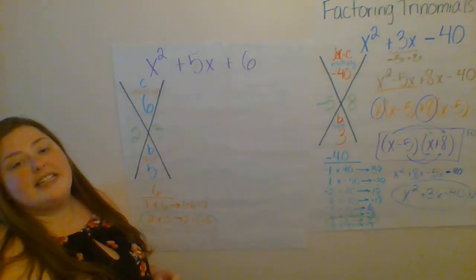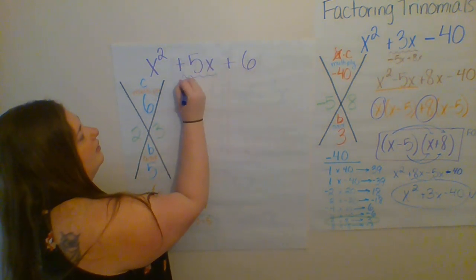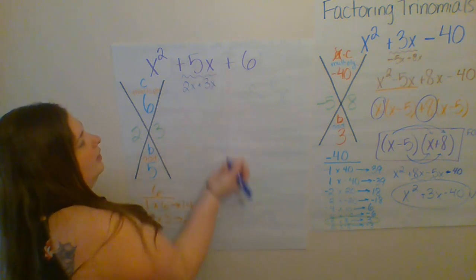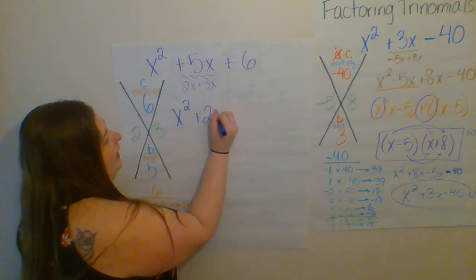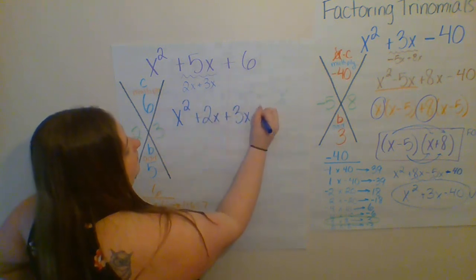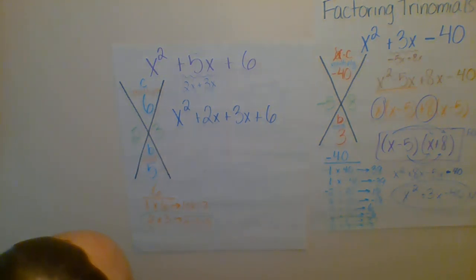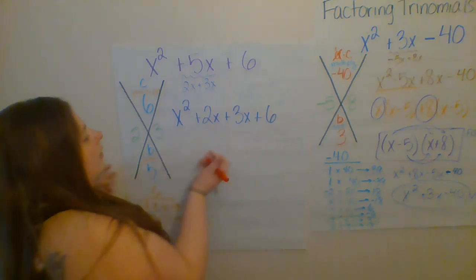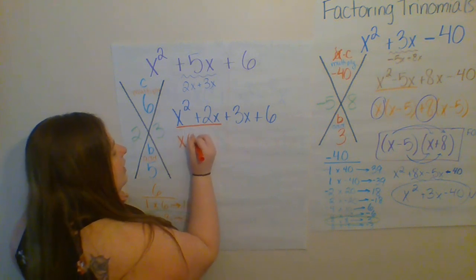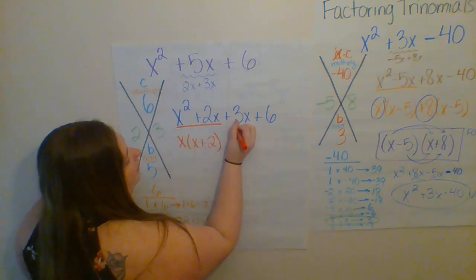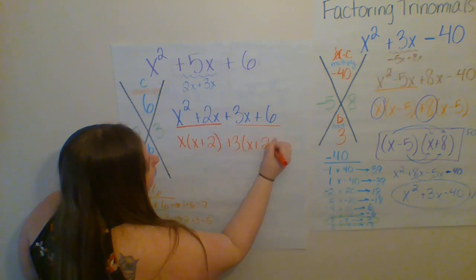Alright, so now that 2 and 3 tells us that we can replace the 5x with 2x plus 3x. So that's what we're going to do. We have x squared plus 2x plus 3x plus 6. And now from here, we are going to factor by grouping. So this x squared plus 2x is going to become x times x plus 2. The 3x plus 6 is going to become 3 times x plus 2.